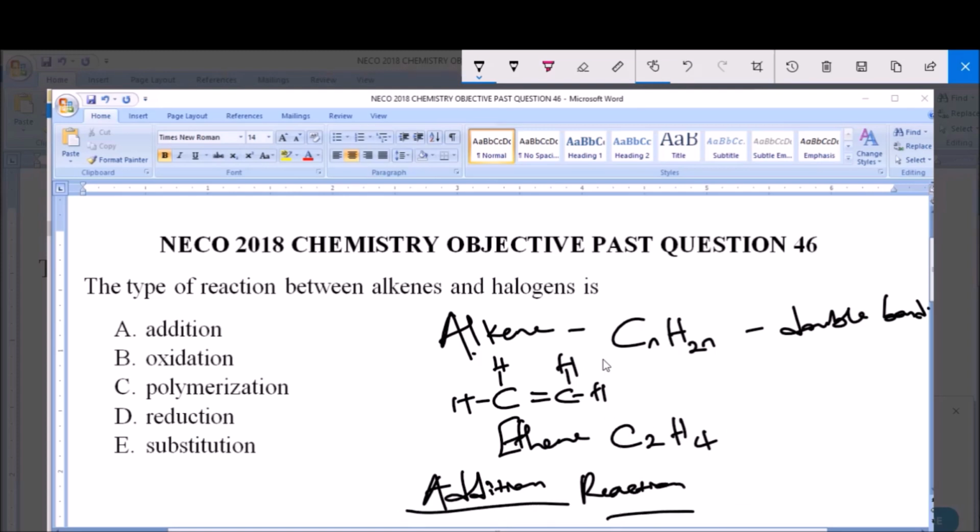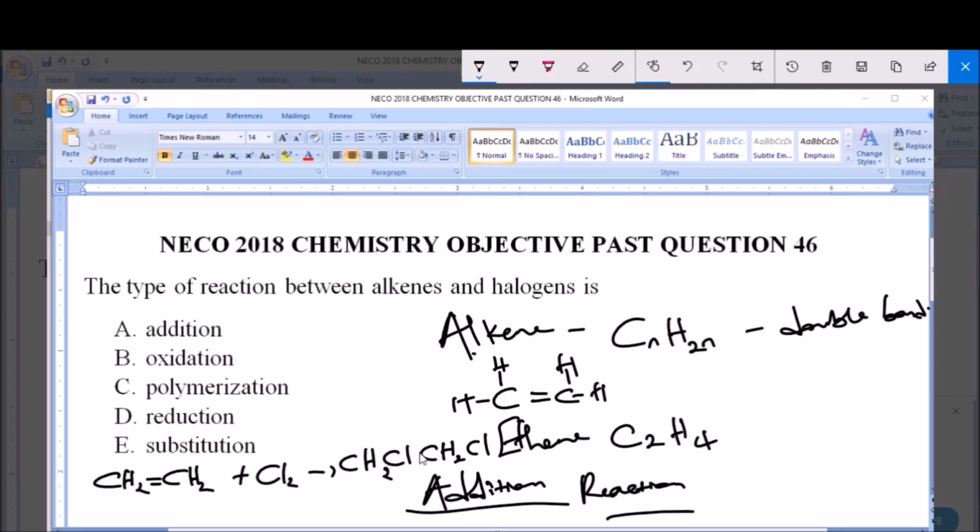Now, addition reaction involving halogen simply involves what? The addition of halogens to alkenes to thereby eliminate this double bond, making it a single bond. An example is the reaction of ethene with chlorine. Now let me write out the reaction. We have ethene, CH2, this is ethene plus chlorine, 1 molecule of chlorine. Now this will give us what? CH2Cl.